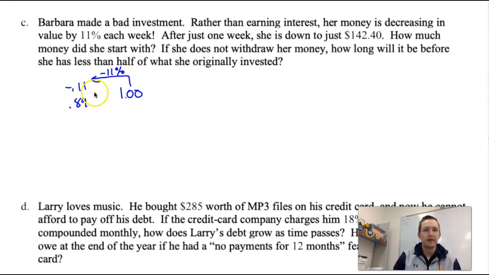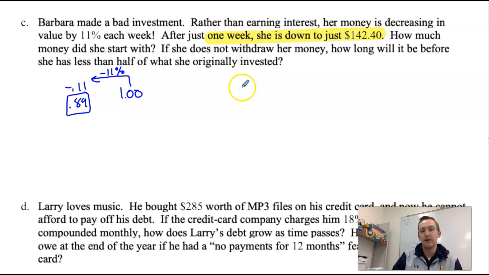0.89. All right, so moving on, that's our multiplier right here. We've got to find our starting value, but we don't have a graph or a y-intercept. They don't tell us the starting amount. We've got to figure that out. But we do know right here that after 1 week, she was down to just $143.40.